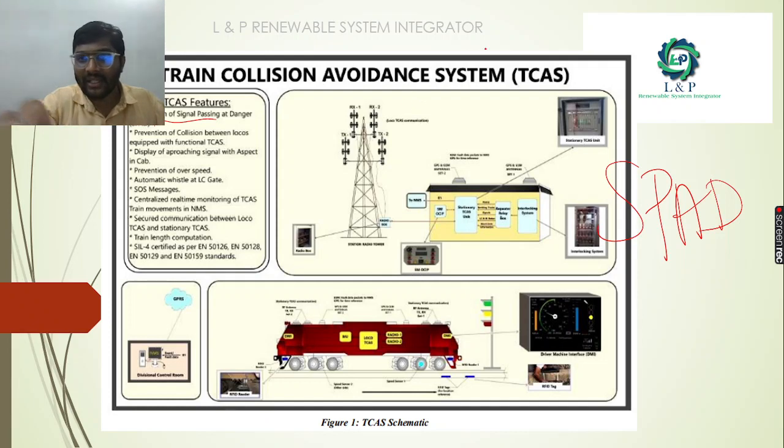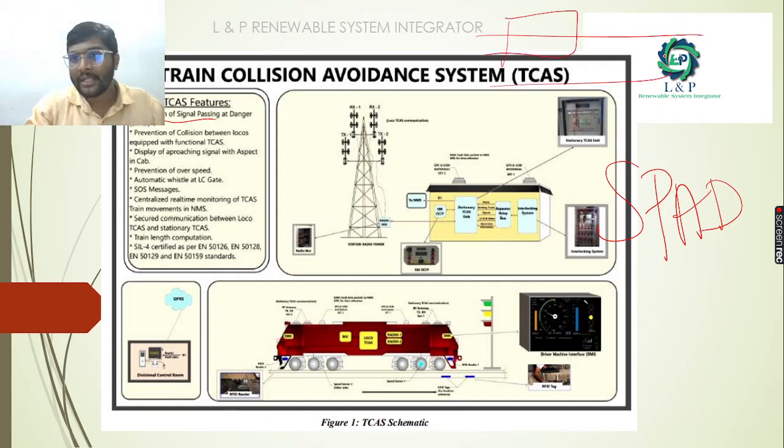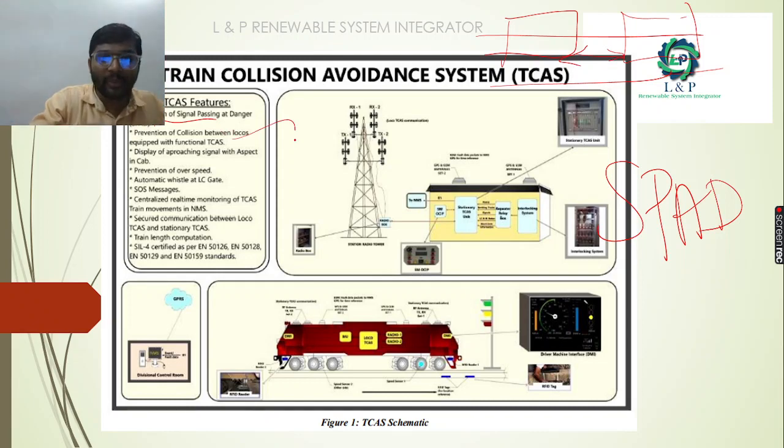It means, consider this is a train track. If one loco is going this way and the other loco is also coming, they should not collide. Within some distance, both should stop. So we are preventing the collision between the Locos which are equipped with the TCAS.